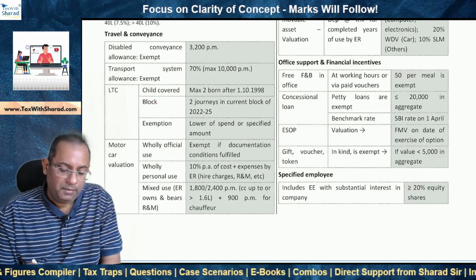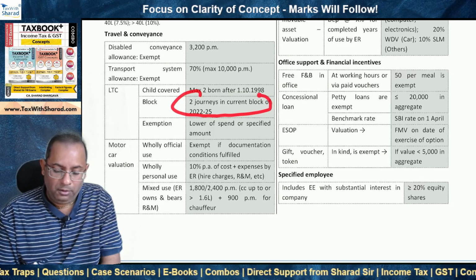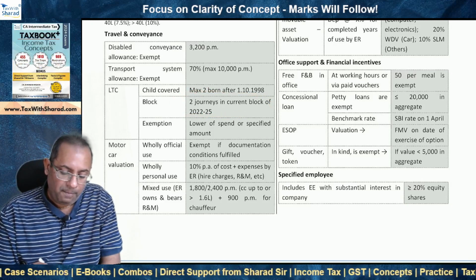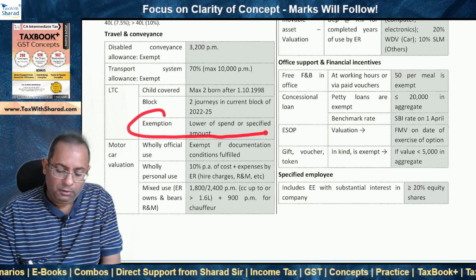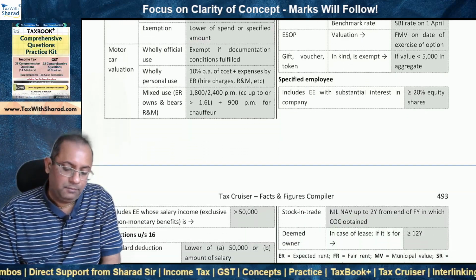What is the block? Exemption is available up to a maximum of 2 journeys in a block, and the current block is from 2022 to 2025. Exemption is equal to the lower of the amount spent or the specified amount.